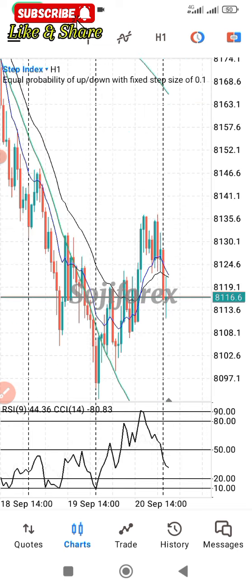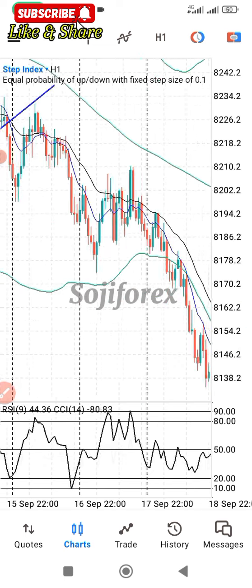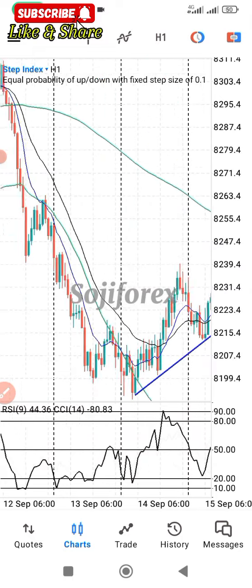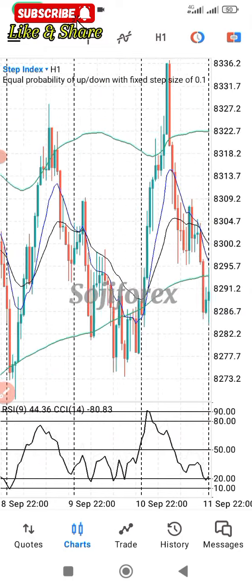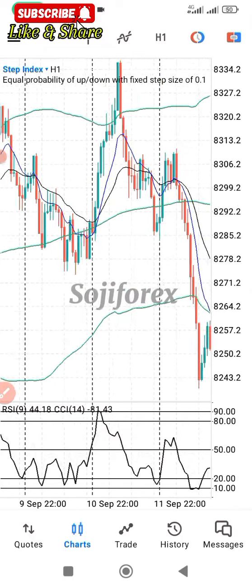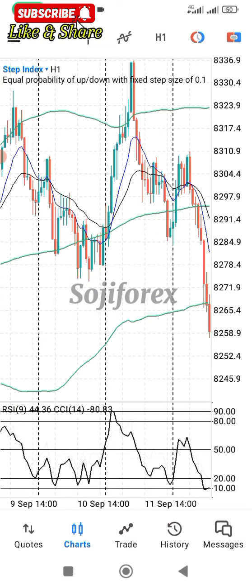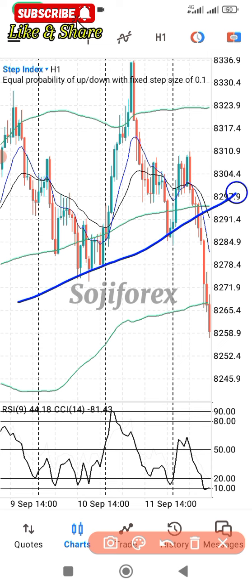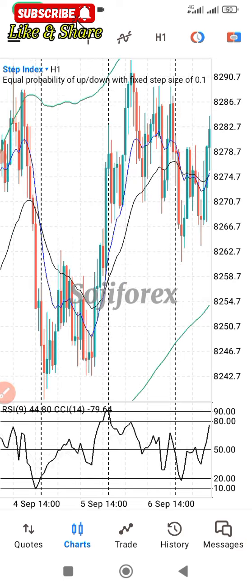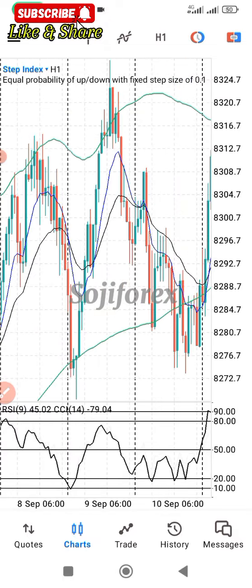Let's look at Step Index. Now look at Step Index. Step Index has been bearish, you can see. So now look at what happened. Price has been going to the upside, and now here this structural point was broken. So we have our break of structure here. That's our BOS. You can see price making higher high, higher low.